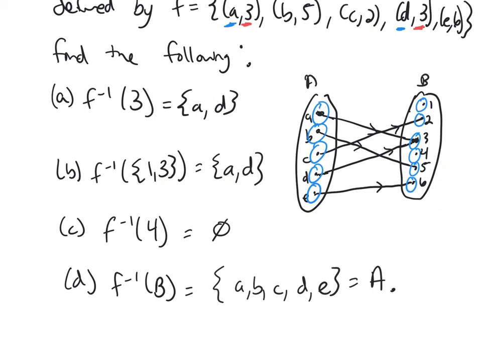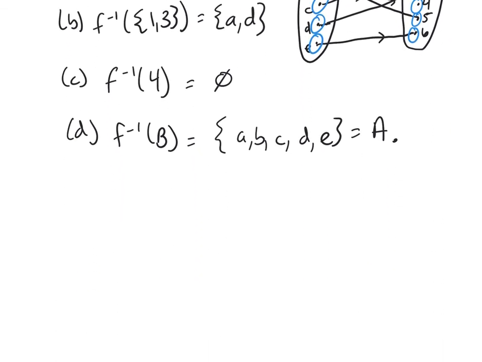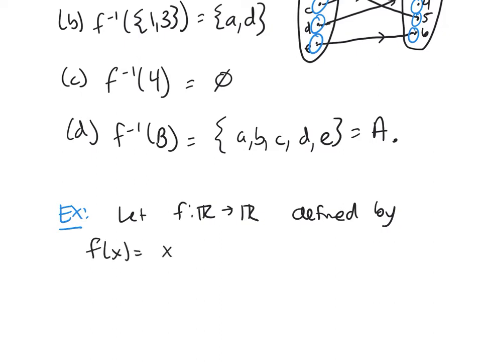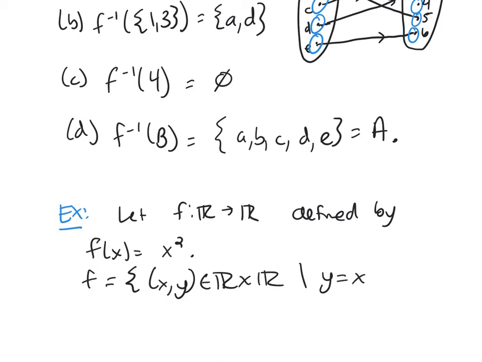So let's look at one more example that doesn't contain finite sets. Let's look at, for example, the function from R to R defined by f of x equals x squared. So remember, if you want to think about it in terms of relation, it's an ordered pair in R cross R such that y equals x squared.